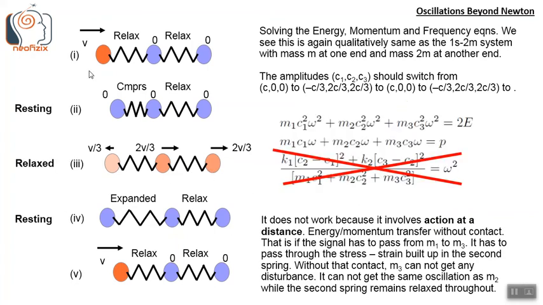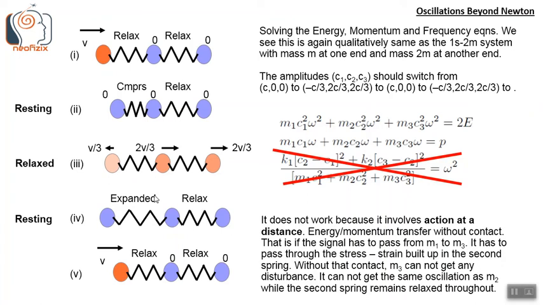M3 should acquire it, but the spring connecting it to the rest of the masses is not getting any stress or strain. So it is impossible for m3 to get this energy or momentum or disturbance, any signal transfer. So this calculation does not work. It does not represent any real world phenomena. These three equations that we solved, the energy, momentum and frequency equations, are not giving any real world solutions.